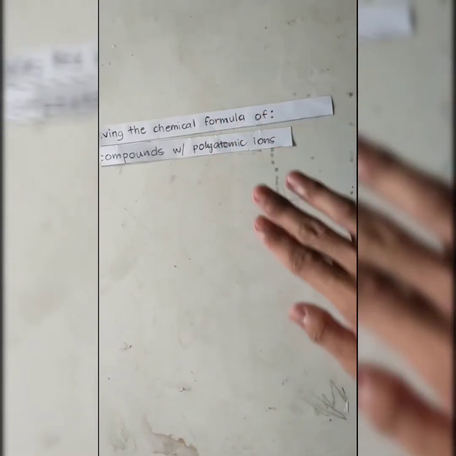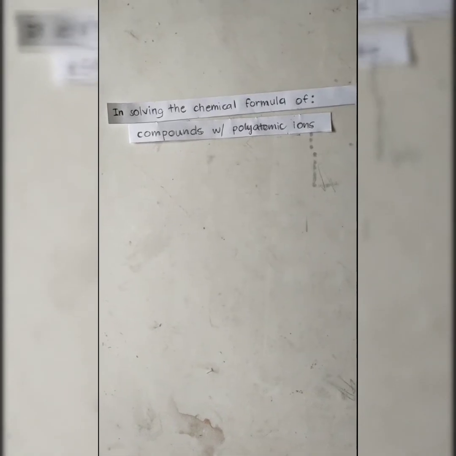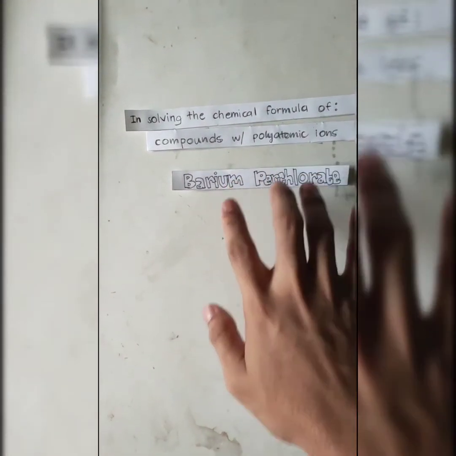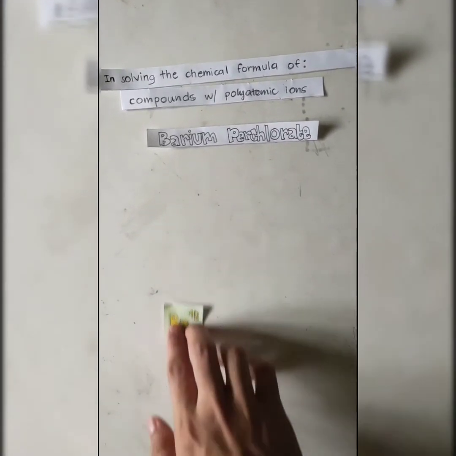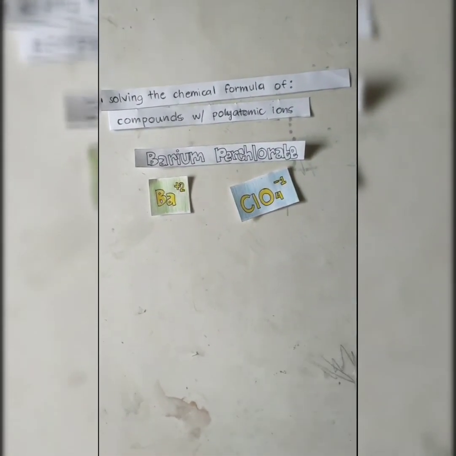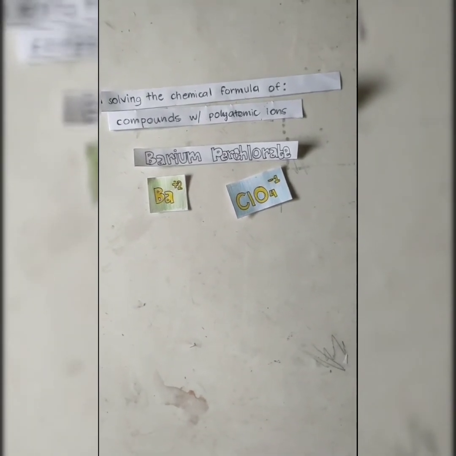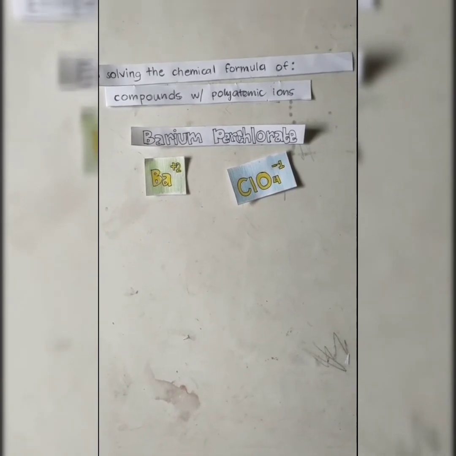Next is we solve for the chemical formula of compounds with polyatomic ions. Let's say, for example, we have barium perchlorate. The next thing we do is we separate the barium perchlorate. First, we have the barium, and next, we have the perchlorate. But how do we get the perchlorate? Perchlorate is given in the list of compounds with polyatomic ions. These polyatomic ions are always given by the teacher or instructor.